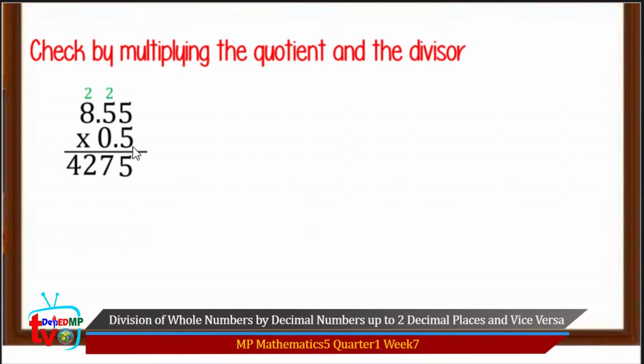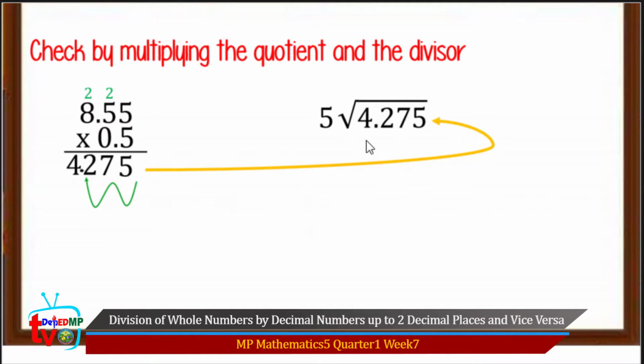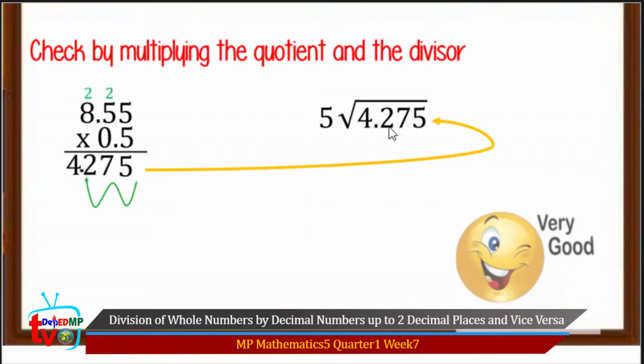Okay, is that our final answer? Of course not. Like what we have said, we need to count the number of places in the multiplicand and in the multiplier. So let's have this. 1, 2, 3. Let's start counting down. 1, 2, 3, and the decimal point is there. So, is 4.275 equal to our dividend? If it's correct or if they are the same, meaning our solution is correct.